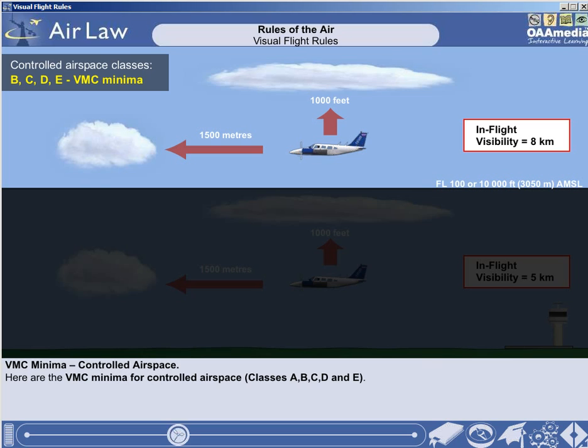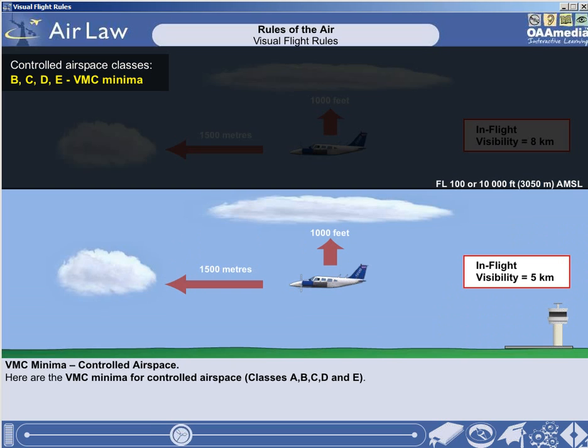Use your pause button if you wish to remain on this frame. Below 10,000 feet, or below flight level 100 if the transition altitude is lower than 10,000 feet, VMC minima in controlled airspace require the pilot to have an in-flight visibility of at least 5 kilometers, and to be able to maintain vertical separation from cloud of at least 1,000 feet, and horizontal separation from cloud of at least 1,500 meters.